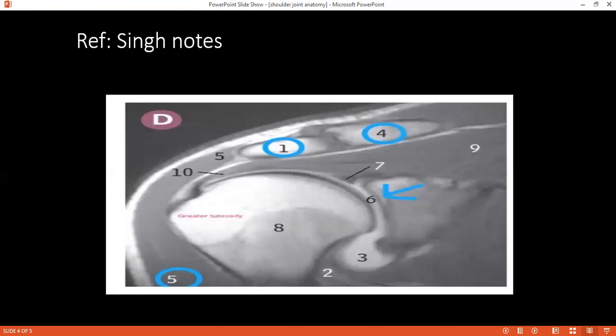C5, C6. Okay, good. Can you please tell me what this arrow is pointing at? The arrow is pointing at the glenoid cavity. Okay, and what is this 7 pointing at? That is the glenoid labrum, the fibrocartilage structure outside. Good. Thank you. And then 10, please. That is the supraspinatus muscle, the tendon of the supraspinatus. Good. Thank you.